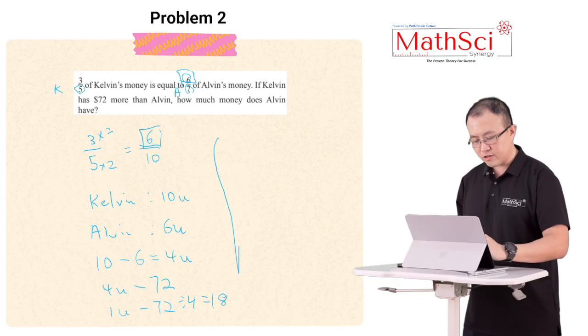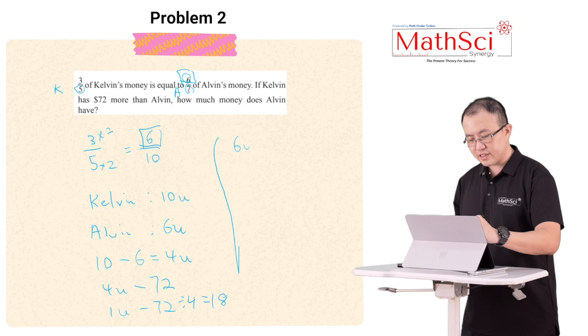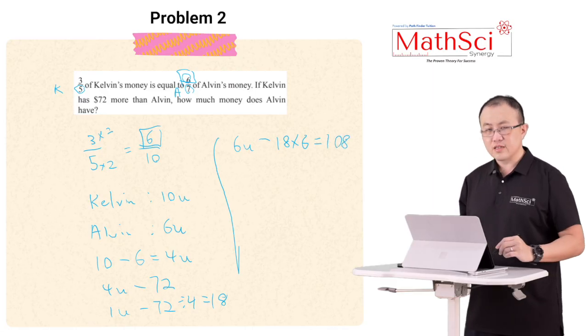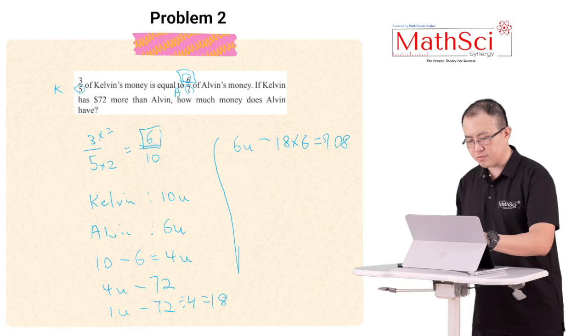Then finally, let's draw a line here. So we want to find 6U. So 6U will be 18 multiplied by 6, which will give you 108. Okay, this is Alvin's money. Let's put a dollar sign here.